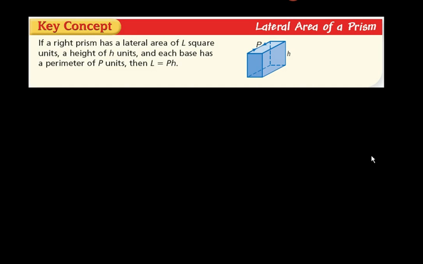Okay, the lateral area of a prism says if a right prism has a lateral area of L square units, a height of H units, and each base has a perimeter of P units, then the lateral area equals P times H. So in order to find the lateral area of a prism, find the perimeter of a base, and we just multiply that by the height.